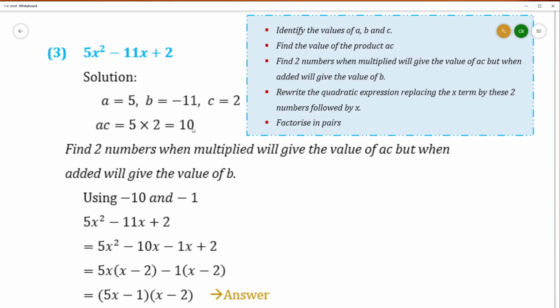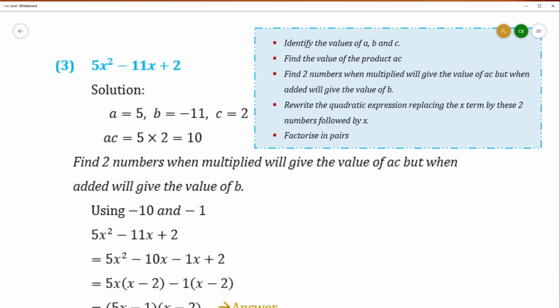Just as before, we can write our possible combinations that when multiplied would give us 10. So we have 1 multiplied by 10.